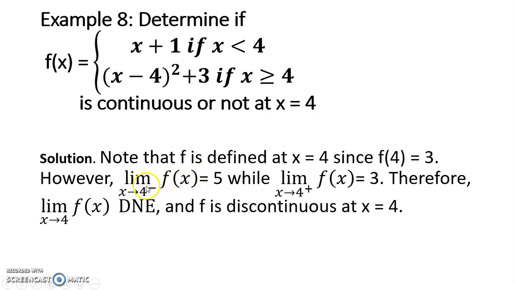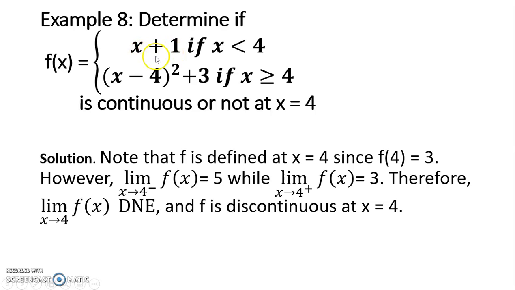Tingnan natin ito. Limit of f of x as x approaches 4 from the left is 5. Okay, if we approach x from the left of 4, ang value ng x dito ay less than 4. So, pwedeng 3.5, 3.7, 3.8, 3.999. Since less than 4, x is less than 4. So, ang gagamitin nating function ay f of x equals x plus 1.